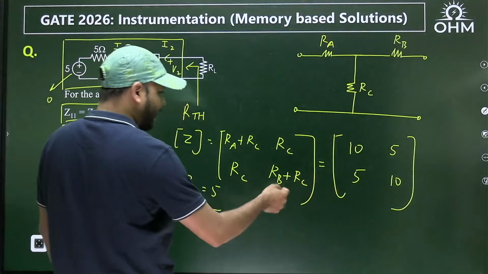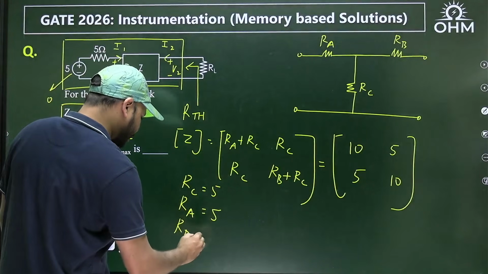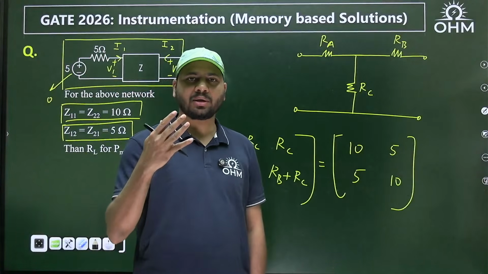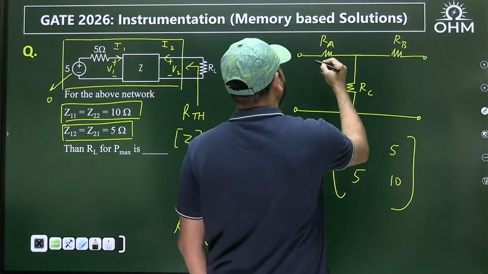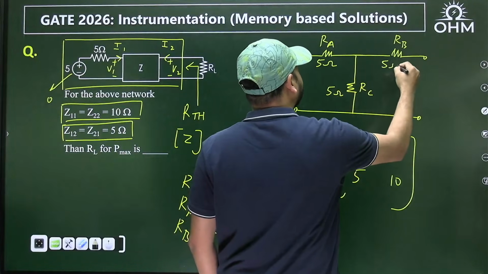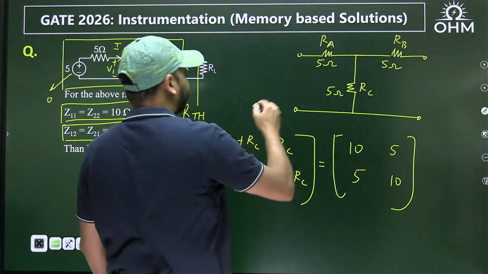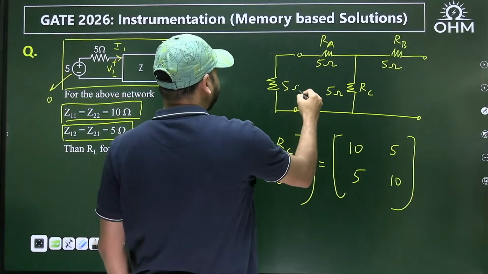Even RB plus RC is what? 10. Again, RC is 5, so RB is also 5. The point is, each and every resistance has the same value of 5 ohms. Okay. So what is this? 5 ohms is also 5 ohms and is also 5 ohms. And then across the input port, again a 5 ohm resistance is connected.